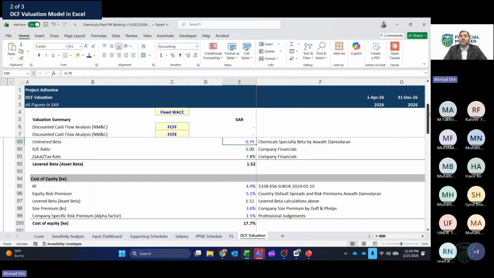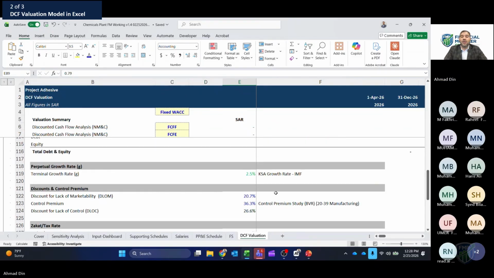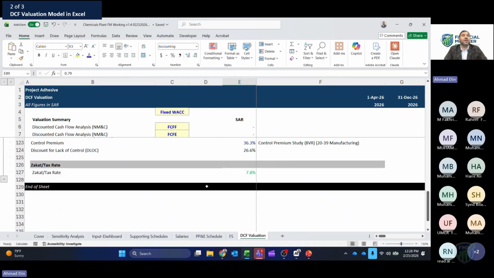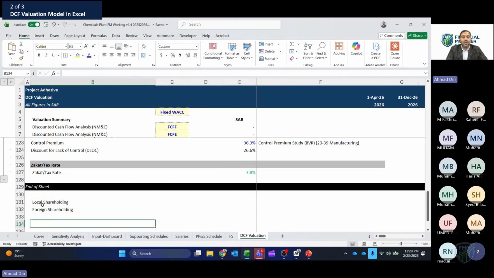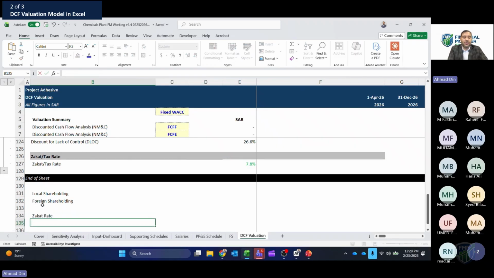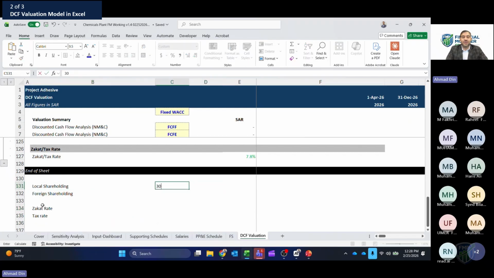Effective tax rate means, for example, here we have a company with a different shareholding percentage, like 7.8%, which we calculated. Let me show local shareholding and foreign or expat shareholding. This is specifically for Saudi Arabia. We are discussing the Saudi region at this moment, with the Zakat rate and tax rate. For example, 30% local shareholding, 70% foreign shareholding, and 2.5% Zakat and 20% tax.